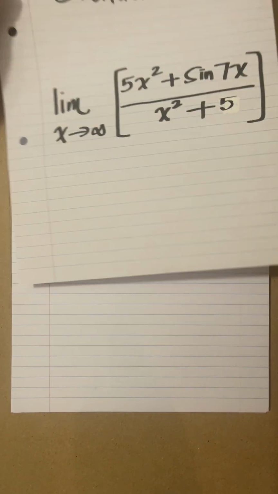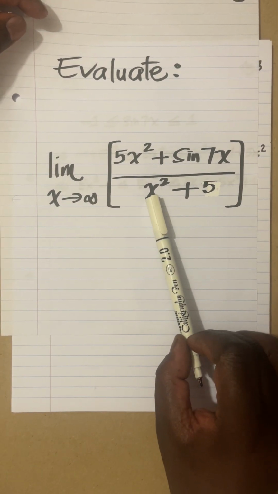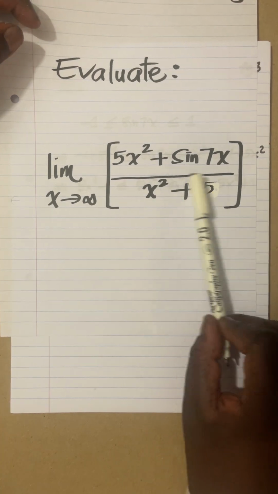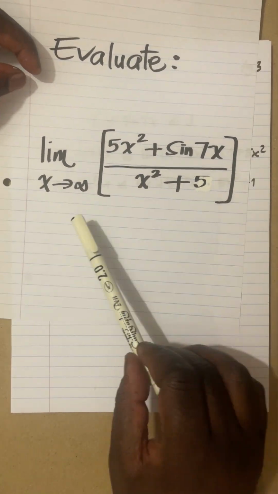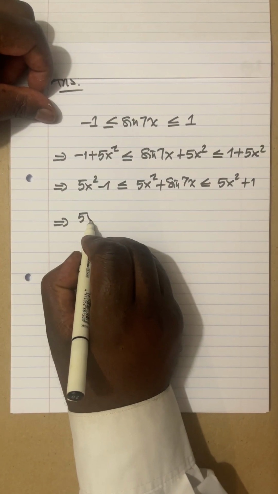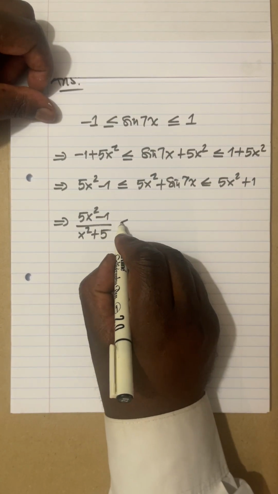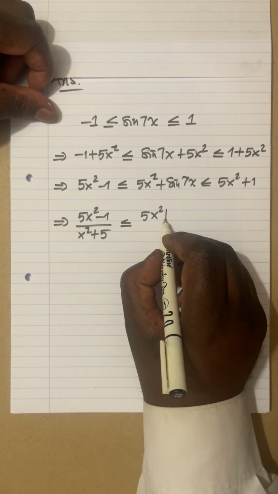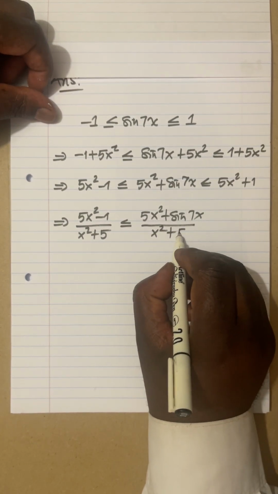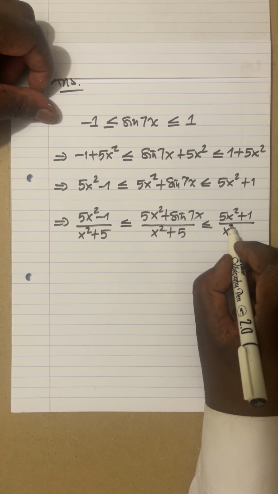Now the numerator has been established. We are now looking at the denominator. Now notice something. As x approaches infinity, this one is away from 0. But this term here can never be negative because we have x squared, whatever value you have, you square it, plus 5. This is always positive. And so I am allowed to divide throughout by this expression without changing the inequality signs. So we can say this implies 5x squared minus 1 all over x squared plus 5 will be less than or equal to 5x squared plus sine 7x all over x squared plus 5, and this will be less than or equal to 5x squared plus 1 all over x squared plus 5.